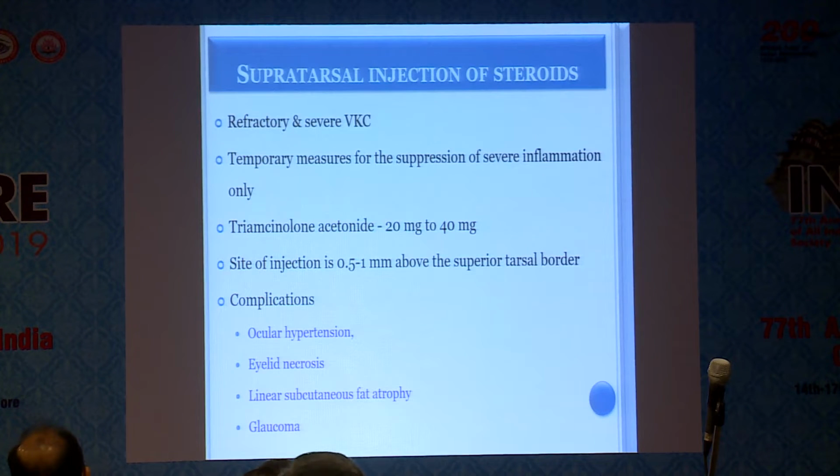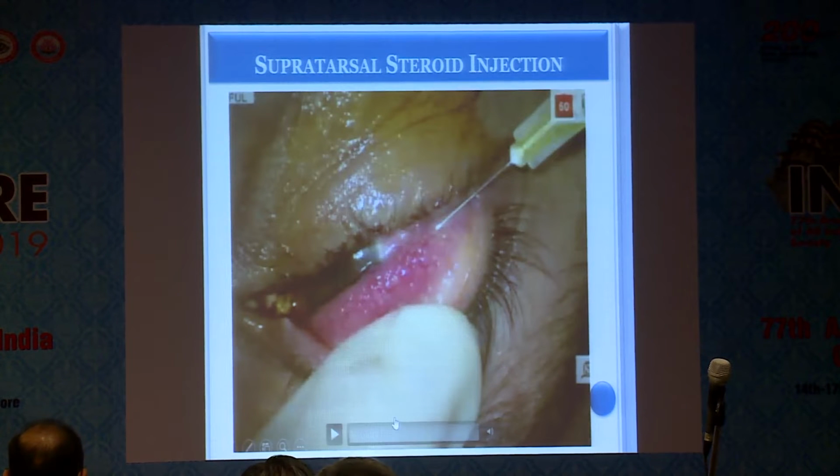Supratarsal injection of steroid is given when you have cobblestoning, and you have to give it. There's no option. Initially, you put the patient on topical steroid, and when you see that it is not responding, then you have to give a supratarsal injection of triamcinolone acetonide, 0.5 to 1 ml. It's a 40 milligram per ml vial, so 20 milligram or 40 milligram can be given.